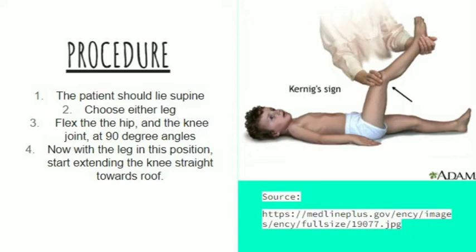Step 4. Now with the leg in this position, you will start extending the knee joint straight towards the roof. As shown in the figure, the examiner is now extending the knee joint of the child towards the roof.